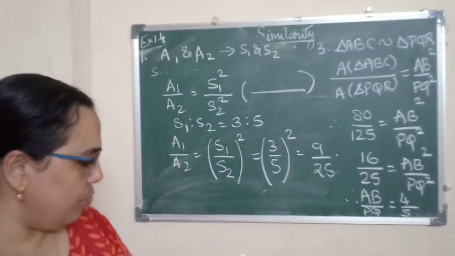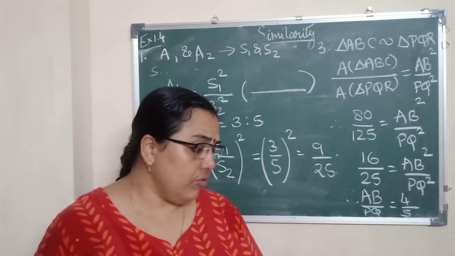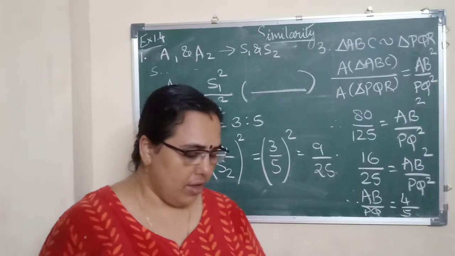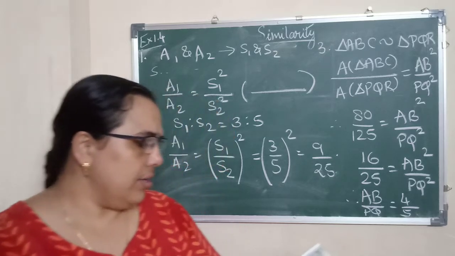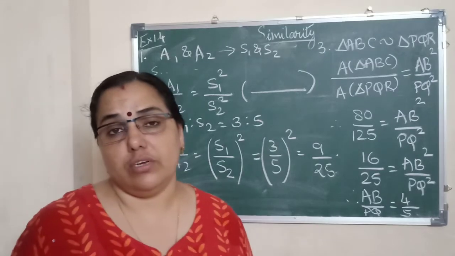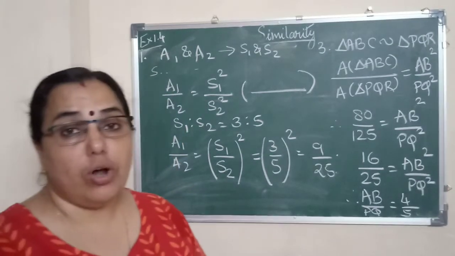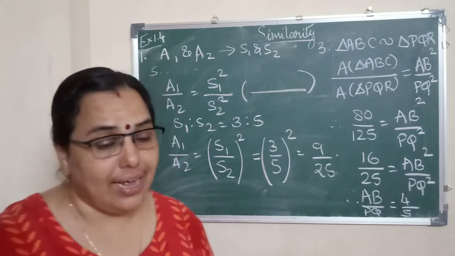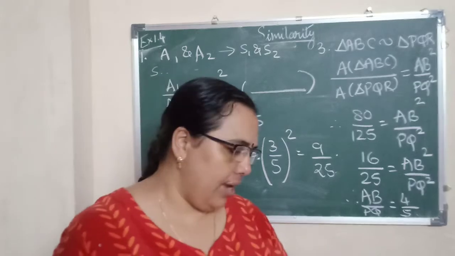Now go for the fourth one and try doing girls. It is similar and there is one hidden hint in the sum. What is the hidden hint? Yes, very good. That 9 times area of triangle PQR is equal to 16 times area of triangle LMN. So what is PQR upon LMN? Nothing but, very good, 16 upon 9.